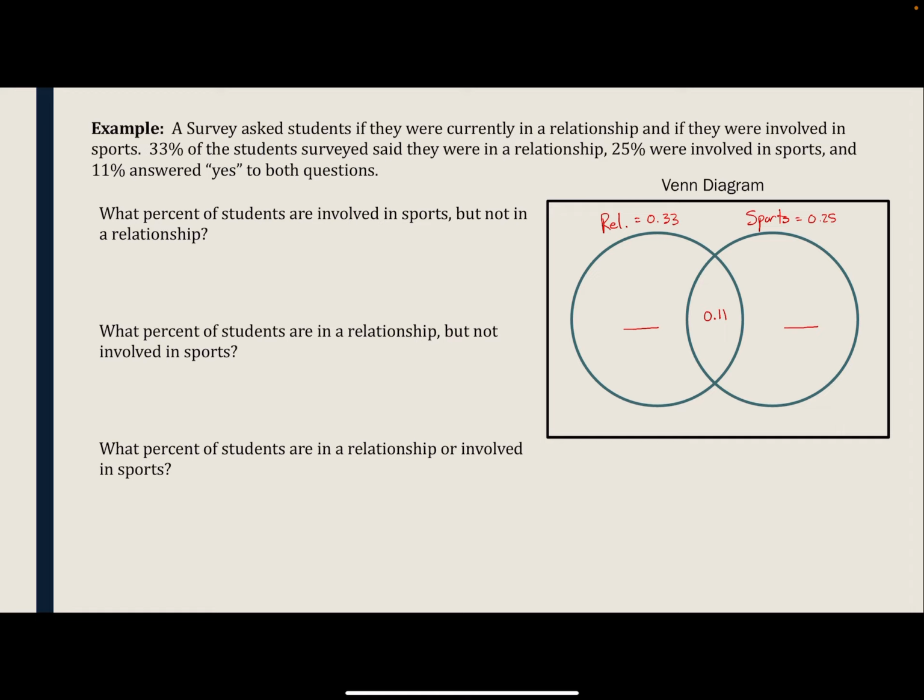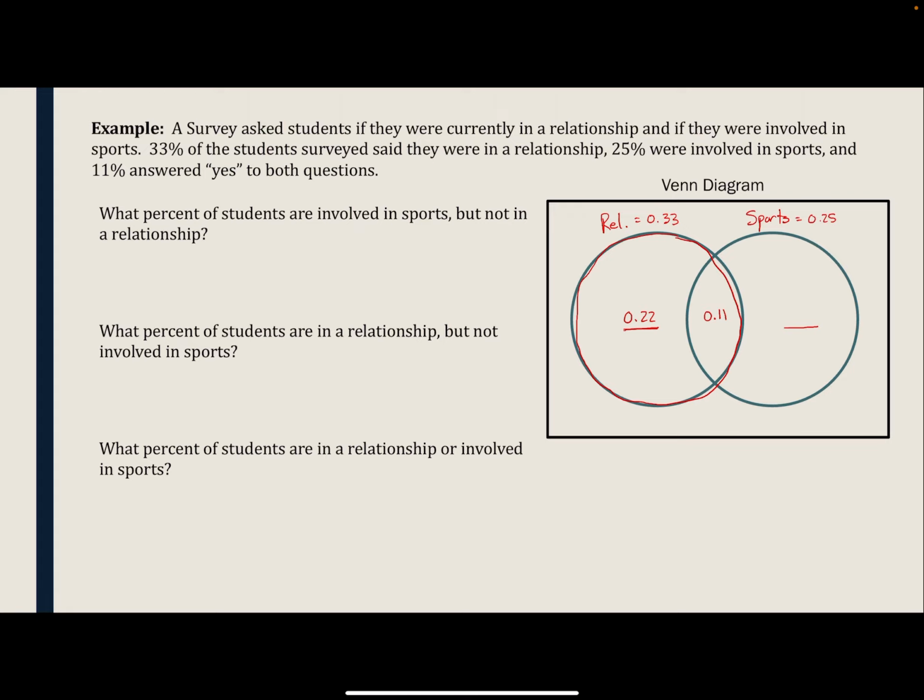So we actually have to fill in these values. Let's fill in this value. We know that the entire circle has to equal 0.33. So if we take 0.33 minus the 0.11, we'll get 0.22. And again, this entire circle should total 0.33.